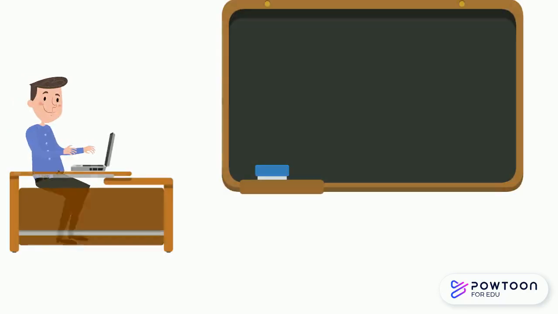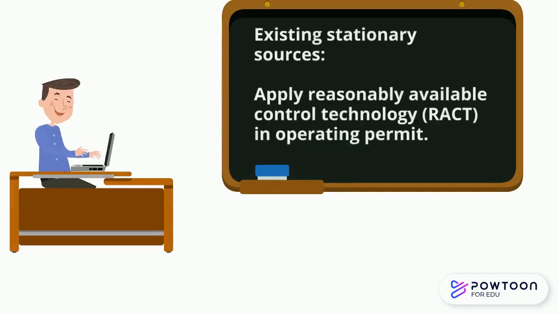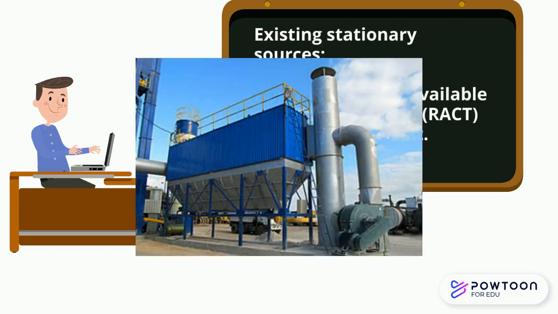You recall, for existing stationary sources, states have to issue an operating permit that requires the use of reasonably available control technology. Remember, EPA doesn't define RACT. The state selects the appropriate technology based on its own research and public comments, so the public gets to weigh in. And this is a photo of a baghouse filter, which can be included as a RACT technology.